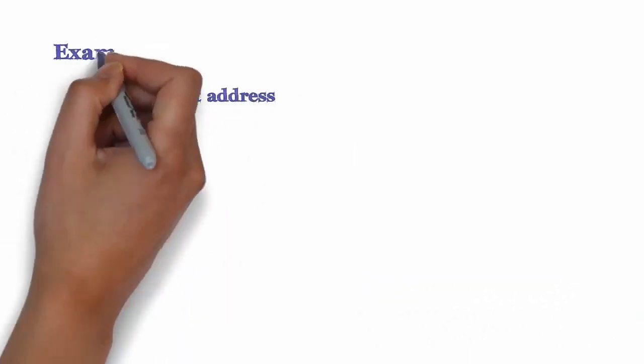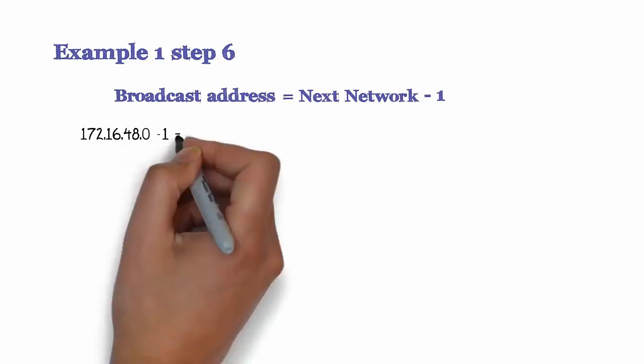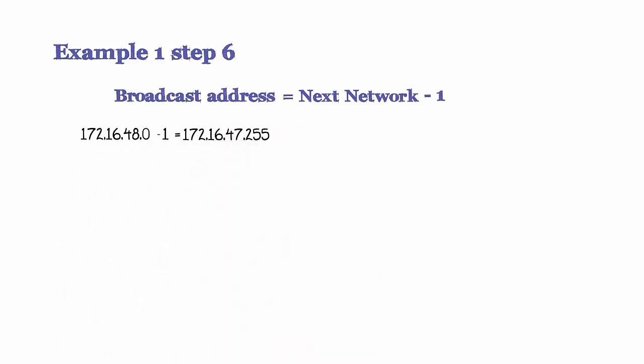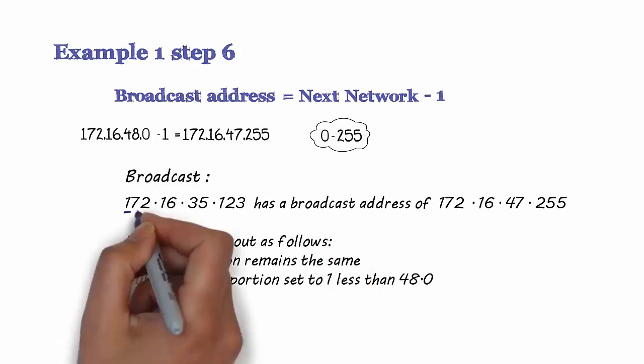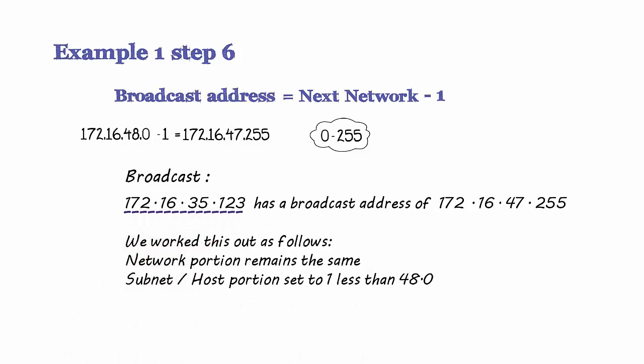So the broadcast address is equal to the next network that we worked out less 1. So the next network that we worked out was 172.16.48.0, and if we subtract 1 from that, we'll get 172.16.47.255. Just remember how the binary odometer works. Each octet can go from 0 to 255, and then it has to click over, or in this example, click back. So the broadcast address for host 172.16.35.123 is 172.16.47.255.